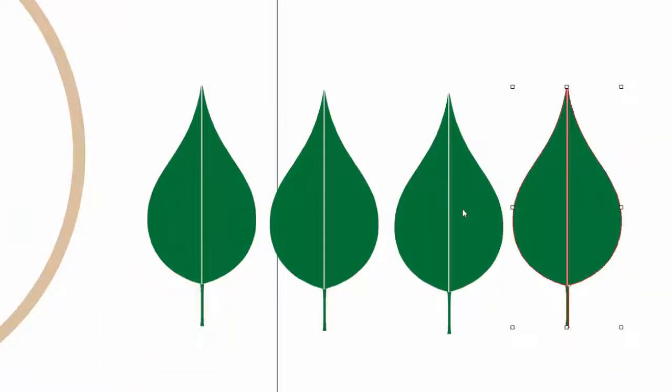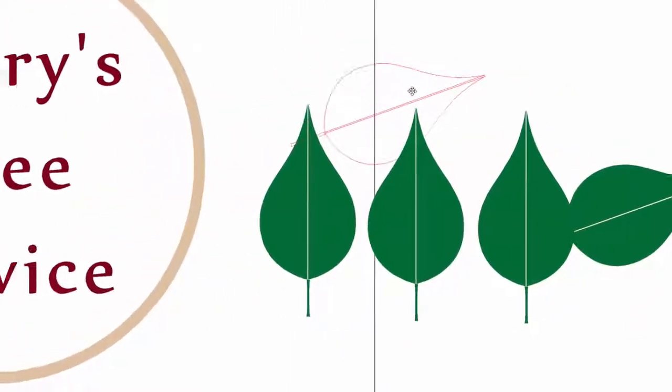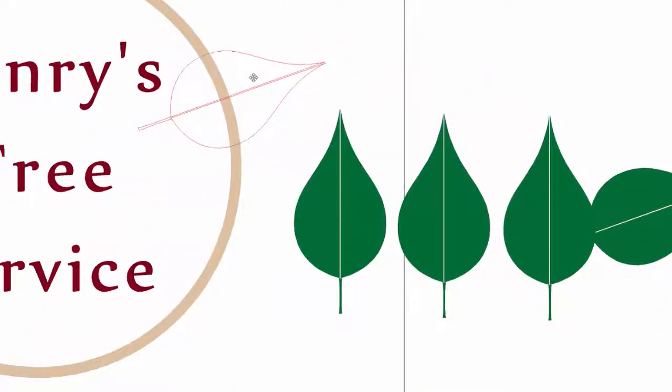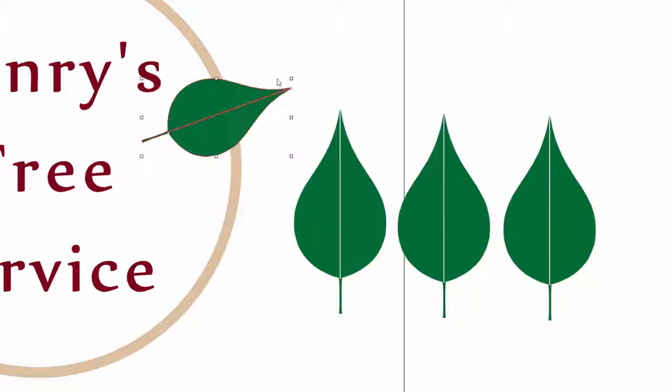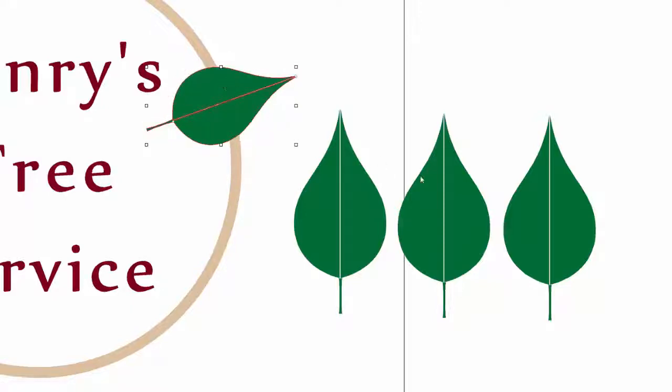Now we have 4 leaves, and we can adjust the angle. We can do this visually by double-clicking on a leaf, grabbing the corner handle, and dragging it around. Click on the leaf again and resize and position it. We'll do that for the rest of the leaves.